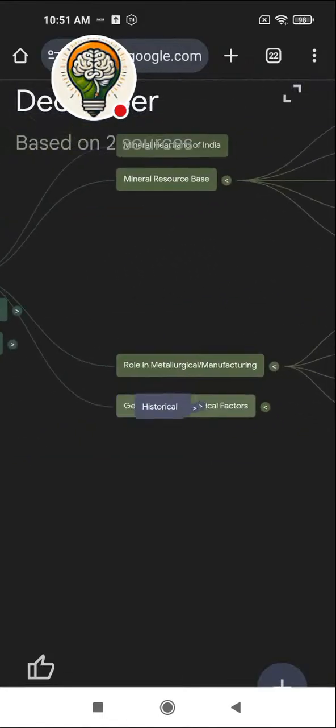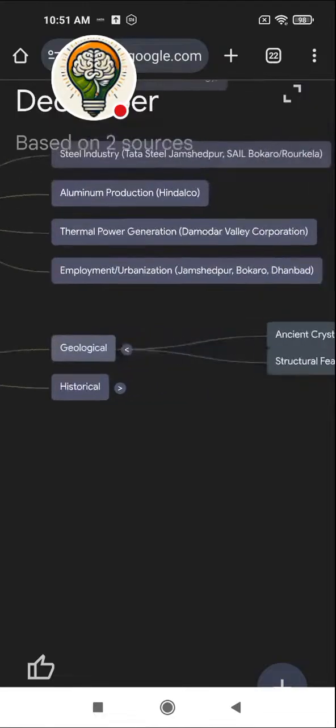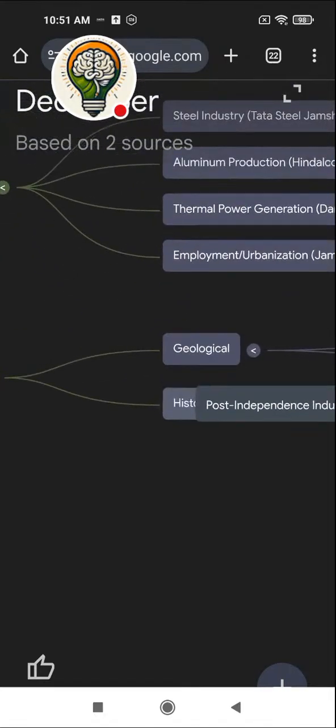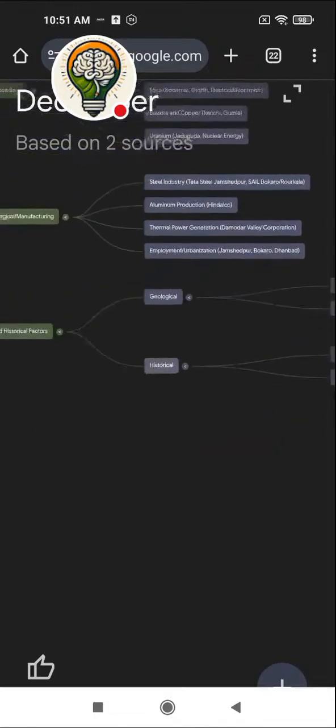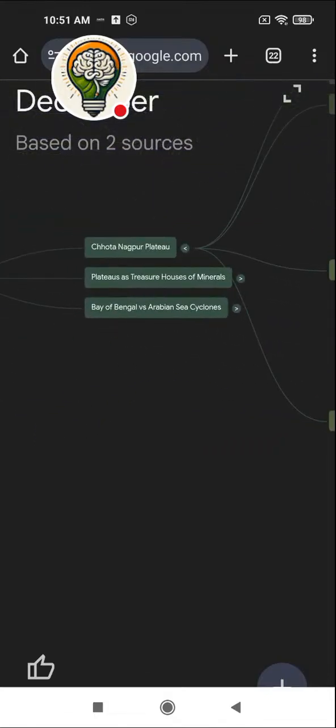Then the geological and historical factors. So geological factors are the ancient crystalline rock and structural features, fracture zones and fault lines and faulting are there. And historical, so colonial development and British exploitation and post-independence industrialization, five-year plans. Then the plateau was the treasure house of minerals.